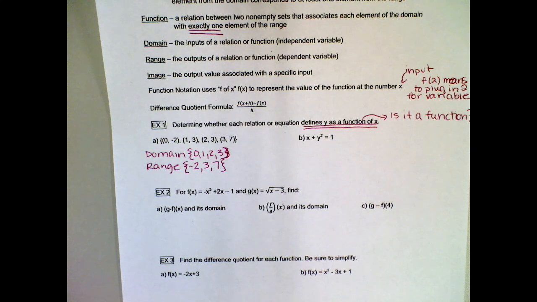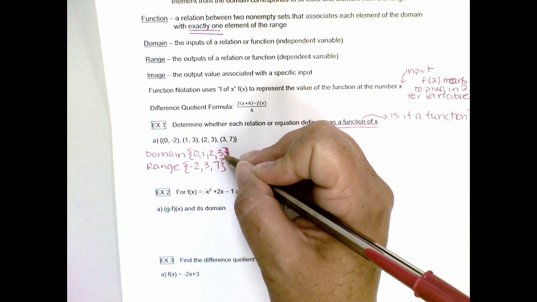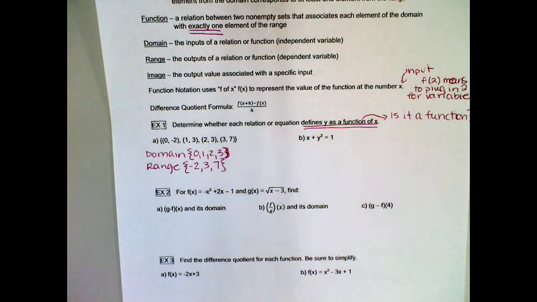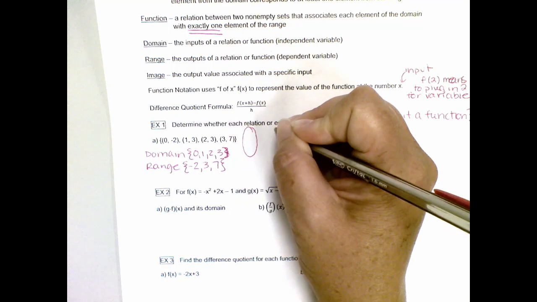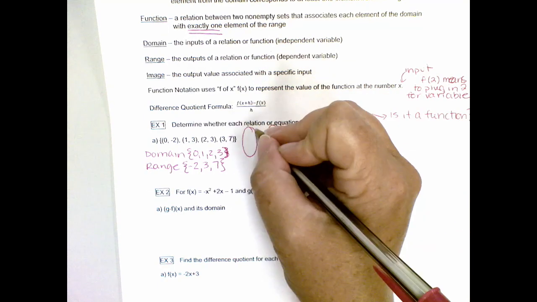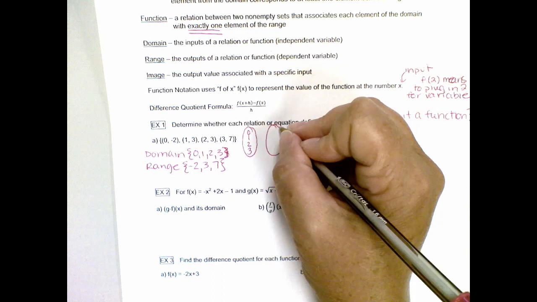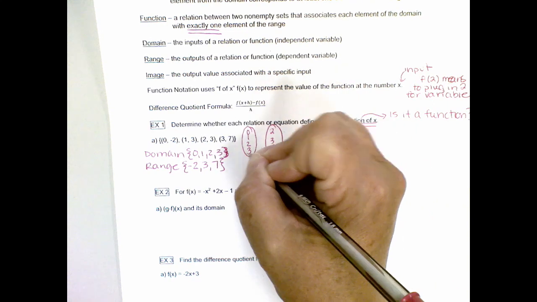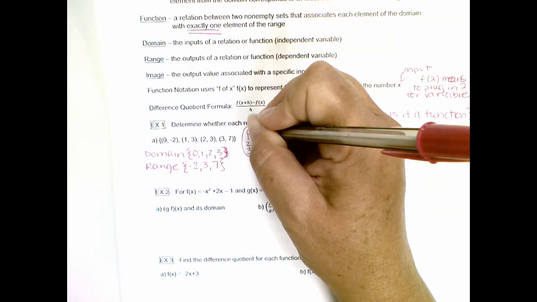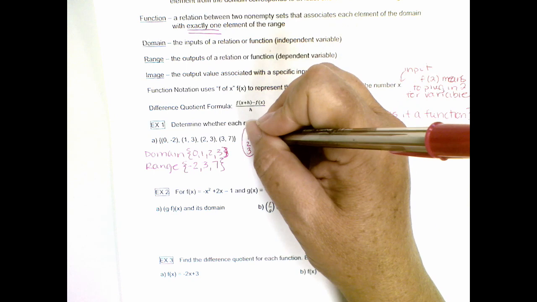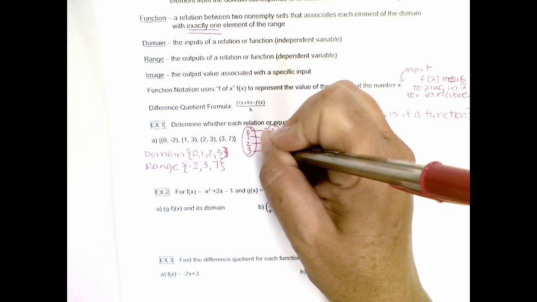What we are looking for is whether any input, any domain element, is assigned to more than one output value. Sometimes you'll see these written as mappings also. So these are just other alternative ways to write this relation. So these input, output: 0 was assigned to -2, 1 was assigned to 3, 2 was assigned to 3, and 3 was assigned to 7.